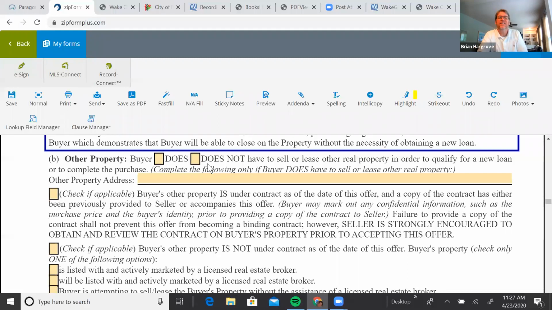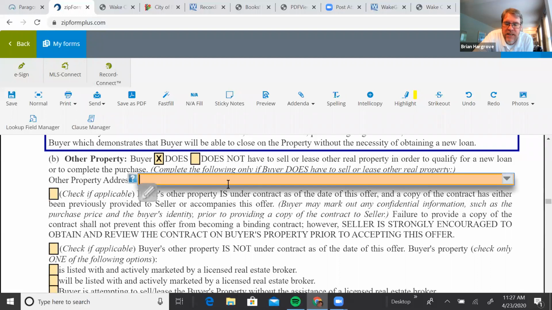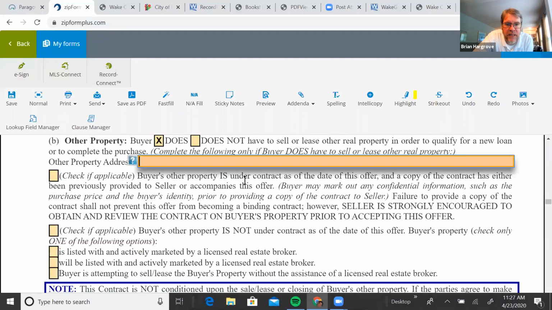So again, this is, do they have to sell a house to obtain a loan? And if they do, let's just say they do, you'd put the address here of what they need to sell. And then is it already listed, which is a stronger offer if it's already under contract, right? Now, here's the thing. If you're saying that you do need to sell and it's under contract, or if it gets under contract later on, you have to give a copy of that contract to the person that you're buying the house from.